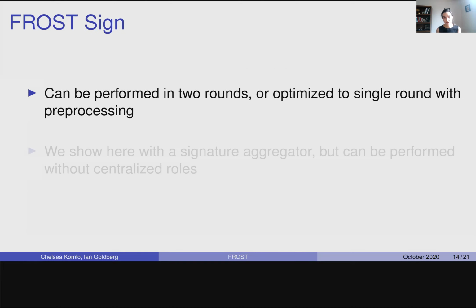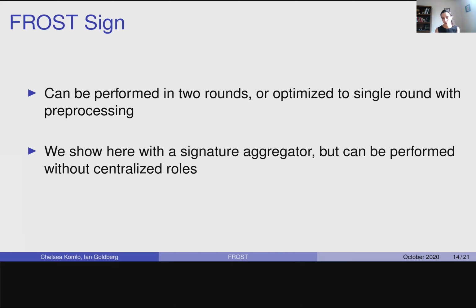Okay, so now we'll look at Frost signing. As I said, Frost signing can be performed in 2 rounds, or it can be optimized to a single round with pre-processing. Here we show this with a role that we call signature aggregator, but you don't need this role. All participants can work with each other without this kind of coordinator role. But we show this here for simplicity and because this is likely what will actually be used in practice. And note that these roles are used just for coordination, so they don't require any additional trust.